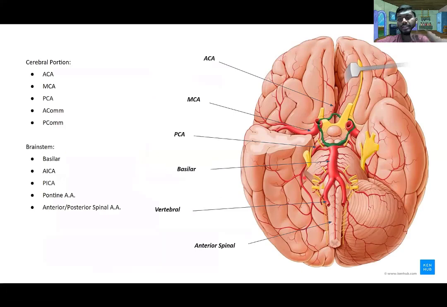So this is basically the same picture as before, but with an overlay of the inferior portion of the brain. So we're looking at the underside of the brain. Basically, if I'm looking from your feet up to your head, this is what I see. This is the inferior portion of your brain.